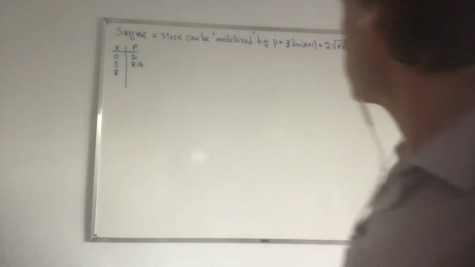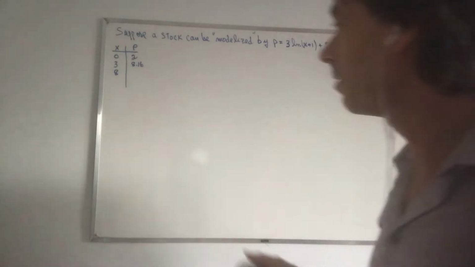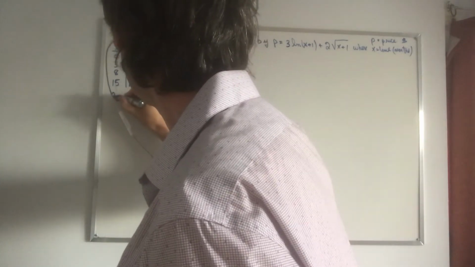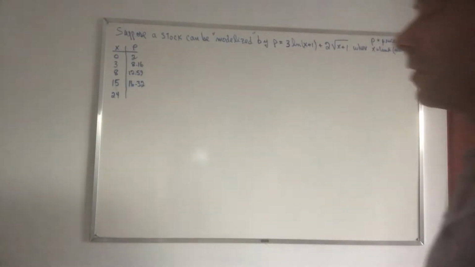Now let's go to 8, because 8 plus 1 is 9, and the root of 9 is a nice number. So after 8 months, my stock is now worth $12.59. And after 15 months, because 15 plus 1 is 16, my stock is worth $16.32. And after 24 months, which is a full 2 years, my stock is worth $19.66.